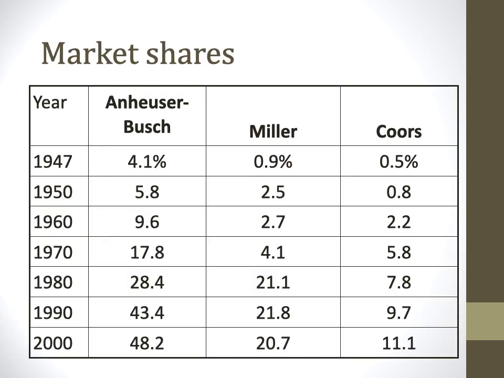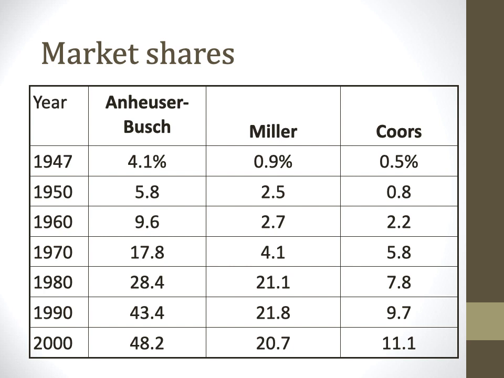So the big three in the 20th century were Anheuser-Busch, Miller, and Coors. And if we look in 1947, Anheuser-Busch out of St. Louis was already bigger, but it was tiny compared to where it was by the end of the century. Right, to start with, only 4% of the market share. By the end of the 20th century, about half the U.S. market.